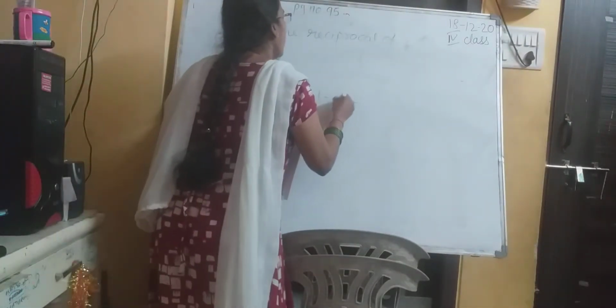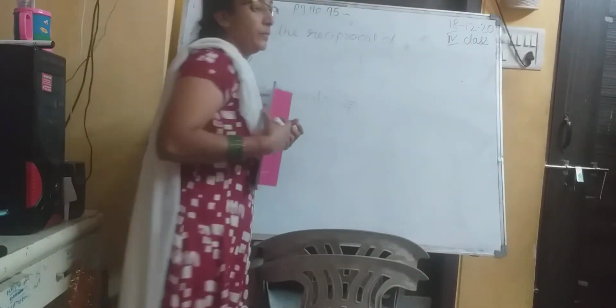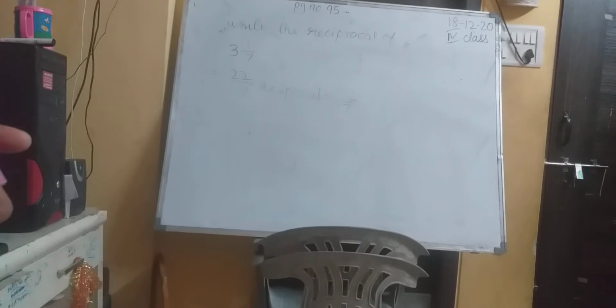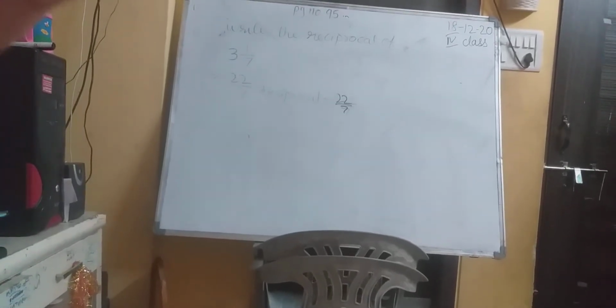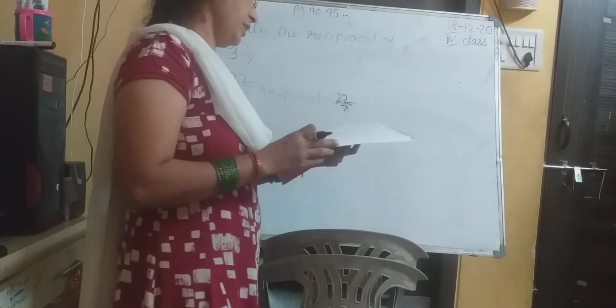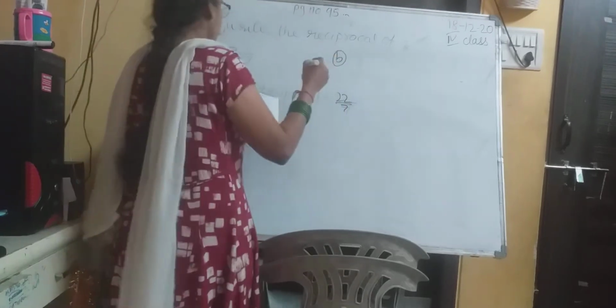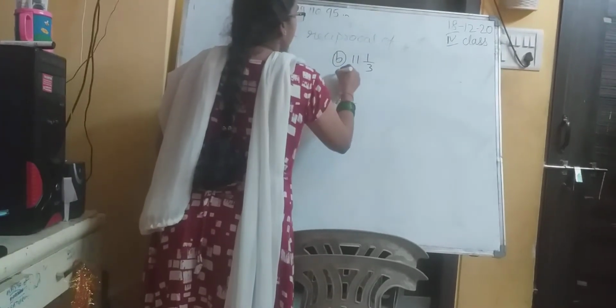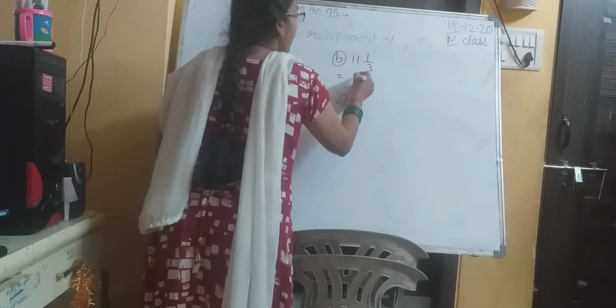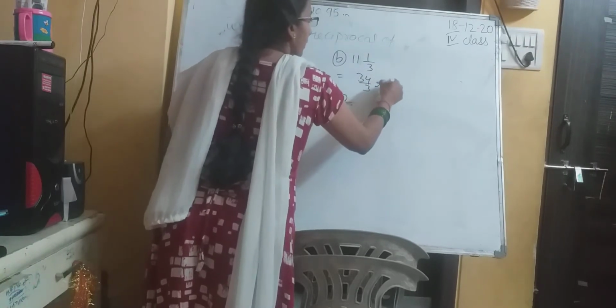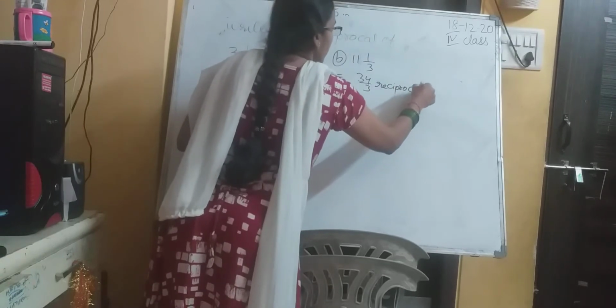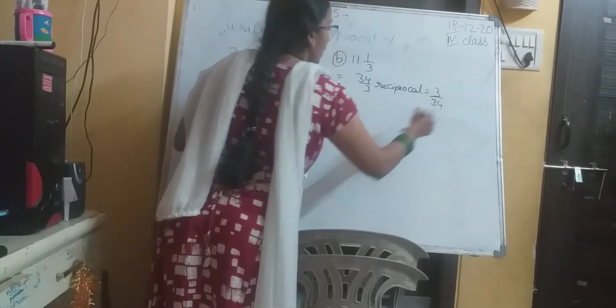Reciprocal is 7 by 22. Now the second one, I'll show you one more, children. B1. What is B1? 11 1 by 3. That is 3 11s are 33, 33 plus 1, 34 by 3. Reciprocal is equal to 3 by 34. Like this you are going to write.